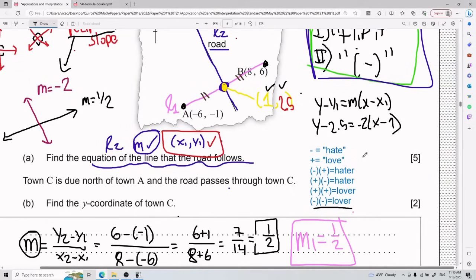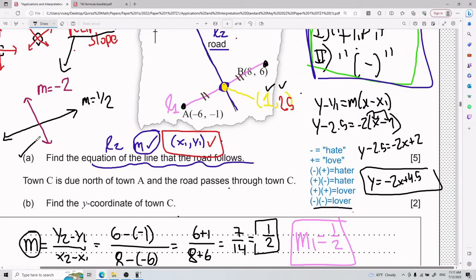So if I go ahead and solve this, then the 2.5 stays on the left. This -2 is going to distribute, so I'm going to end up with -2x plus 2. I throw the 2.5 on the other side. I end up with y equals -2x plus 4.5. All right, and that is pretty much for part A. That would be part A.